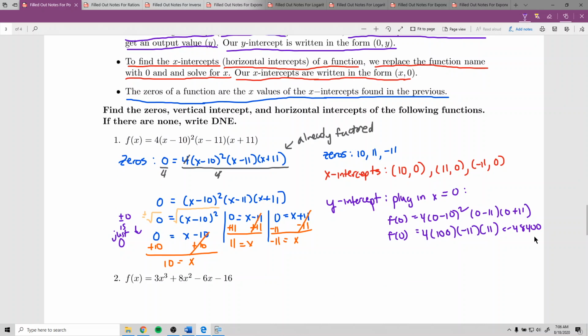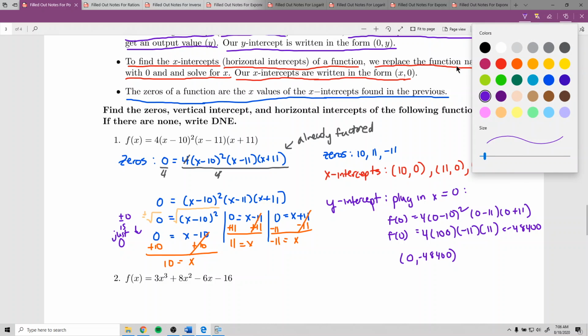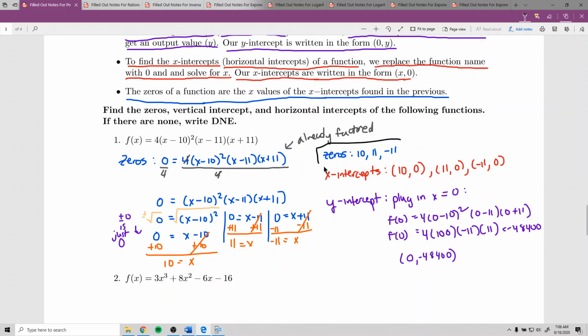I could not imagine trying to actually find that by graphing this because that's a huge number. You have to actually do it like this. In our y-intercept, we get x equals 0 and y is negative 48,400. And those are the answers: our zeros, our x-intercepts, and our y-intercept.